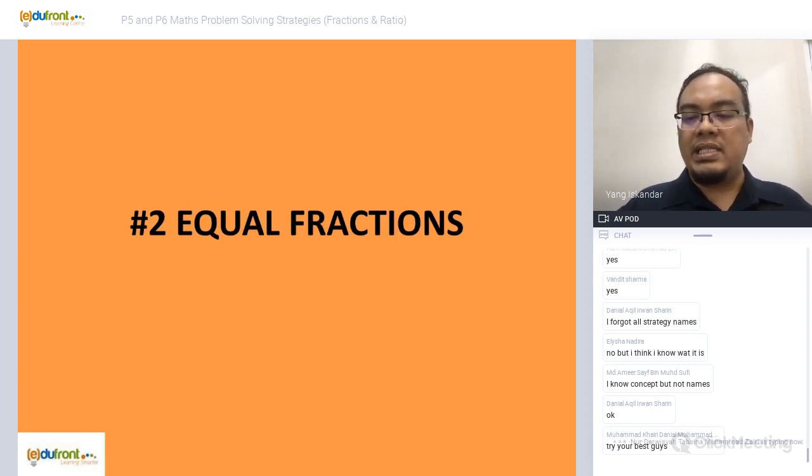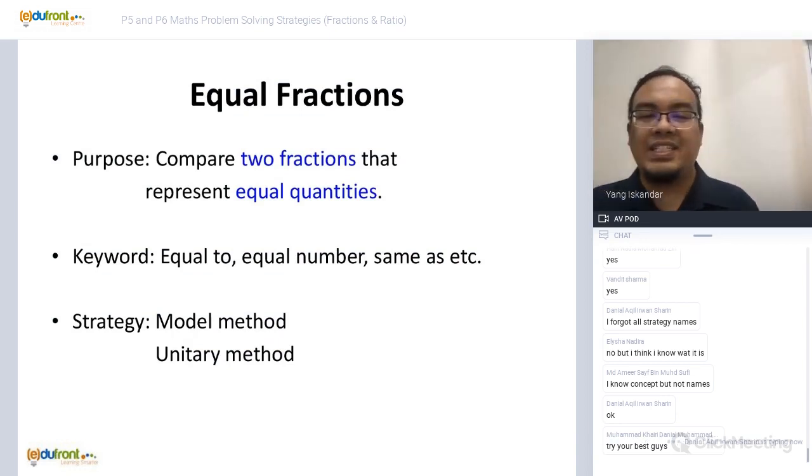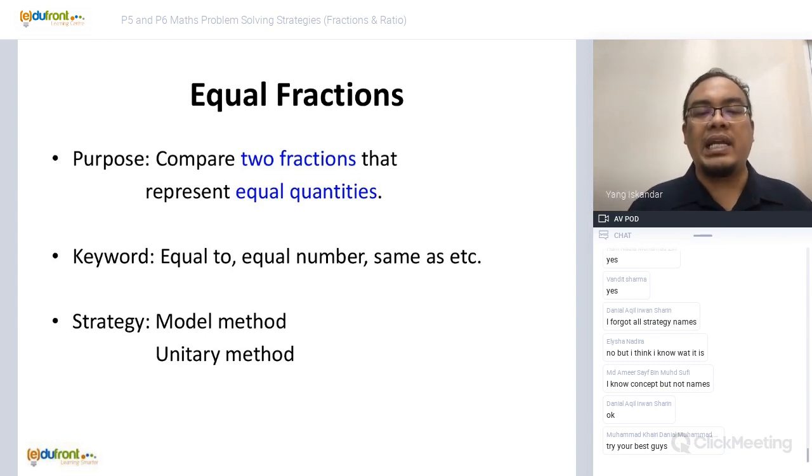So let's take a look at equal fractions. When do we use equal fractions? Here, we compare two fractions that represent equal quantities. Later when I show you the question, you can understand better. The keywords are when you see the words equal to, equal number, same as. Now you can use two methods. Number one, model method. Number two, unitary method.